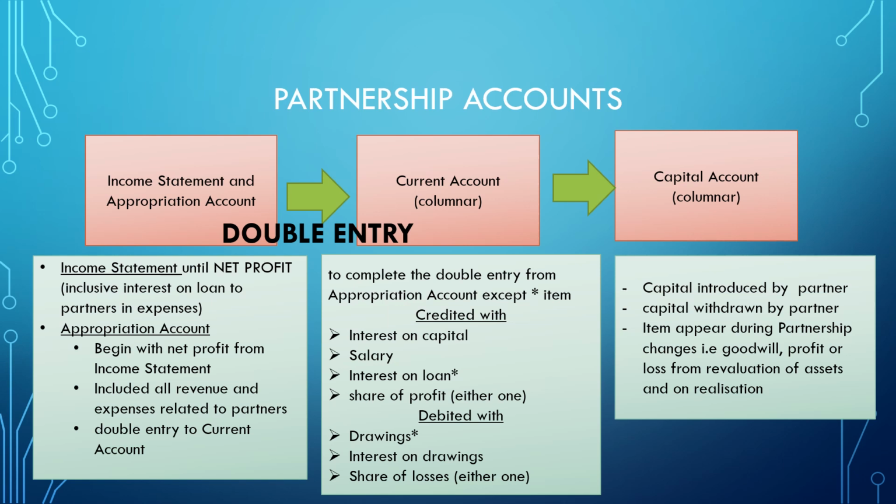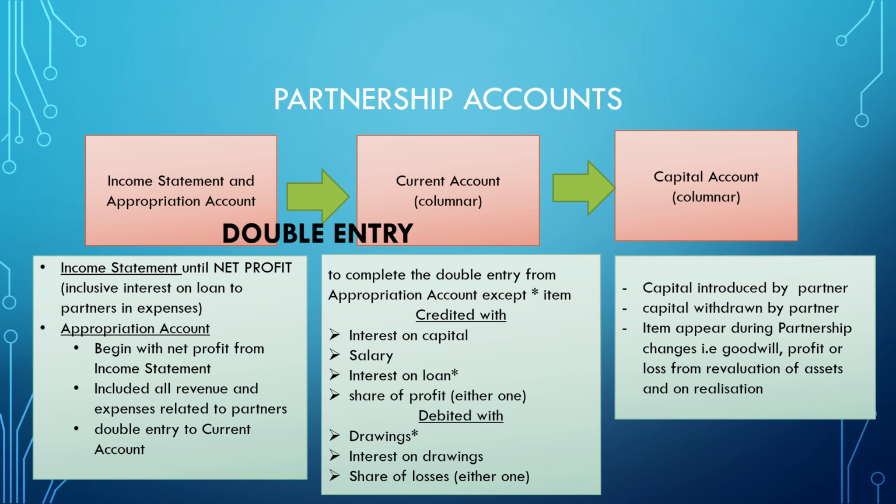The ones that I put a star on here do not come from appropriation. Interest on loan comes from the income statement. Drawing comes from the question. Okay, so basically when we see here, there are two parties involved, partners and partnership. Partner is a person, partnership is a business.